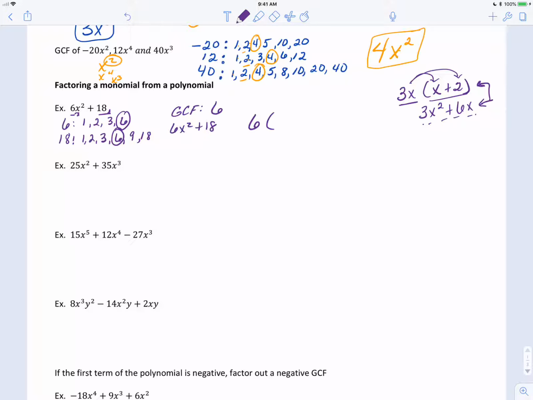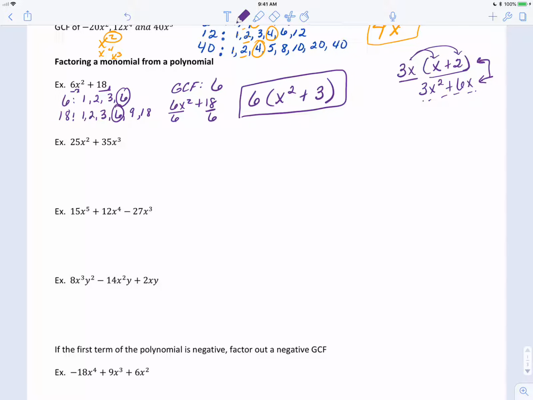I'm just going to rewrite that here. If I'm taking this 6 out, it's like I'm dividing by that 6. So what's left? Just the x squared. Well, what happens when I take the 6 out of the 18? I have plus 3. So there is that expression written in product form because it's 6 times x squared plus 3. You can always go check your answers by multiplying that back out, so you know that you are correct.